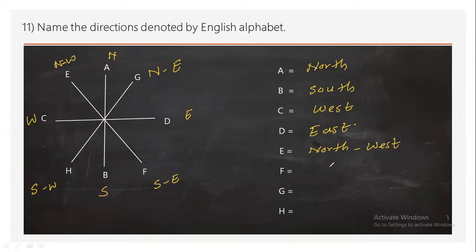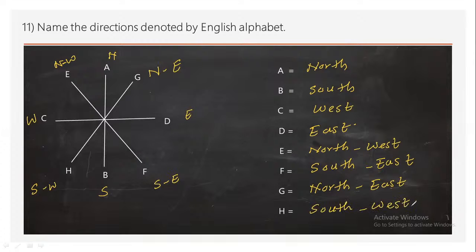F is here southeast. G, H, southwest. Northwest, southeast, northeast, southwest. Okay, let's go to the next question.